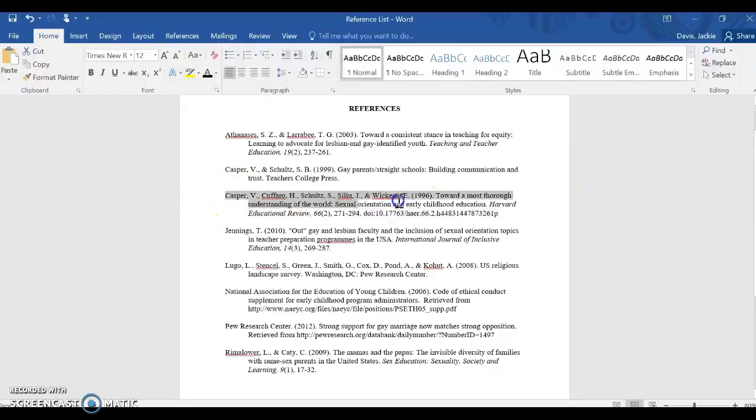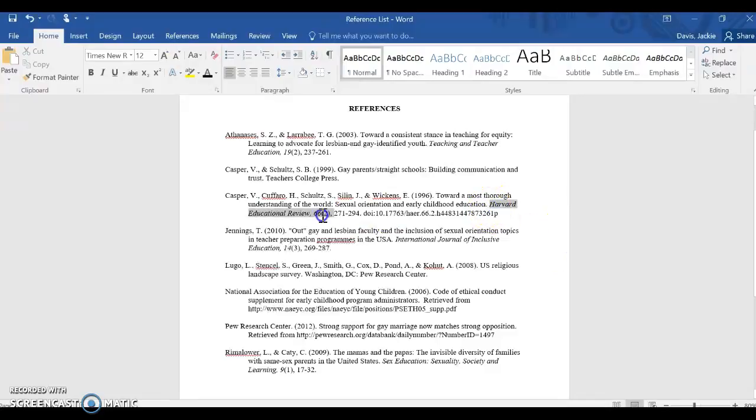In the next example that I give you, the article has 5 authors, and you can see that anytime there's more than one author, you are supposed to use an ampersand instead of typing out the word and. So the 5 authors are listed. This article was published in 1996. The date is in parentheses followed by a period. Here is the name of the article, Toward a Most Thorough Understanding of the World, Sexual Orientation and Early Childhood Education, followed by a period.